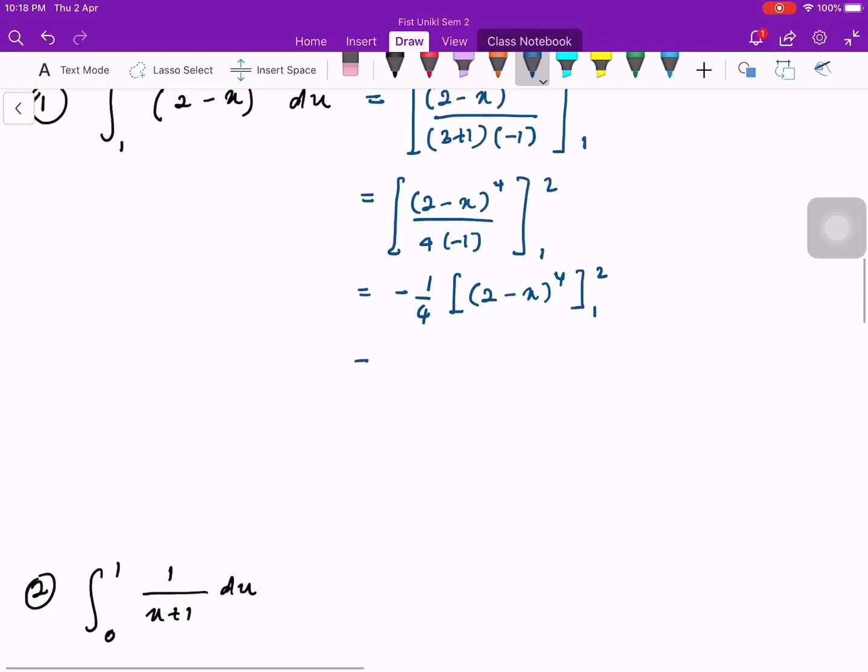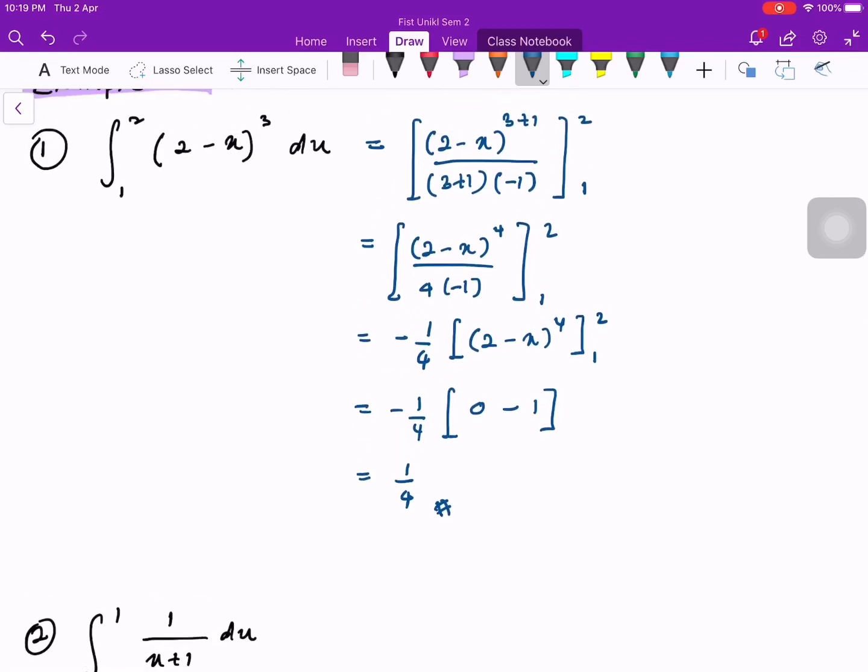Okay, then -1/4. Okay, so saya masukkan nilai limit dia, 2 minus 2 will become 0. Okay, minus with 1, 2 minus 1 will become 1. 1 to the power 4 is 1, then it becomes 1. So now -1/4, 0 minus 1 will become -1. Then therefore the final answer will become 1/4.